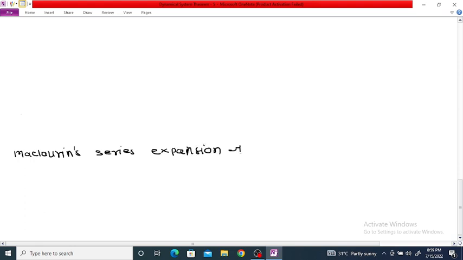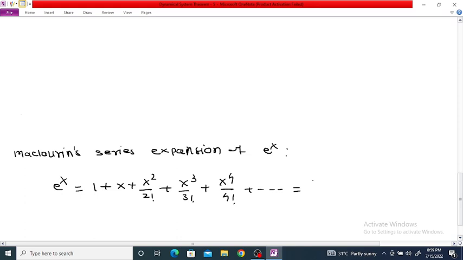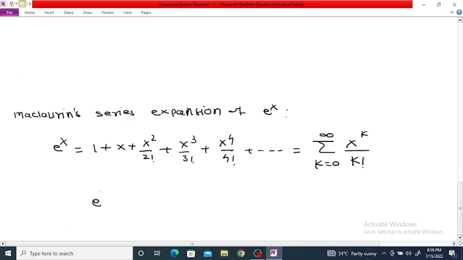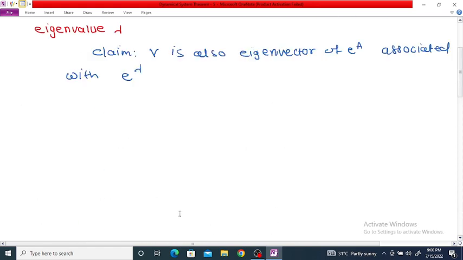So what is the Maclaurin series expansion of e raised to x? It is 1 plus x square by 2 factorial plus x cube by 3 factorial plus x^4 by 4 factorial and so on. So we can write this as summation k equal to 0 to infinity x raised to k divided by k factorial. So e raised to x is equal to summation k equal to 0 to infinity x raised to k divided by k factorial. We are going to use this expansion to prove this theorem.